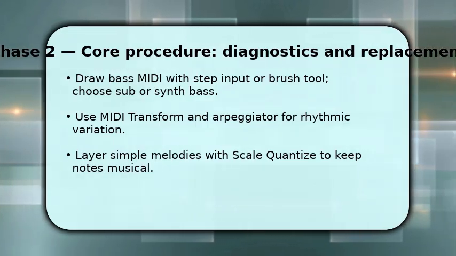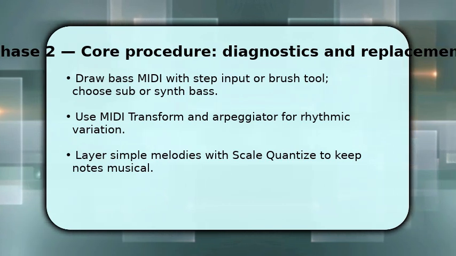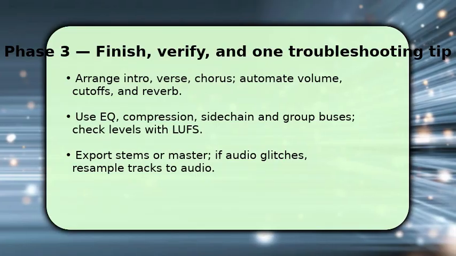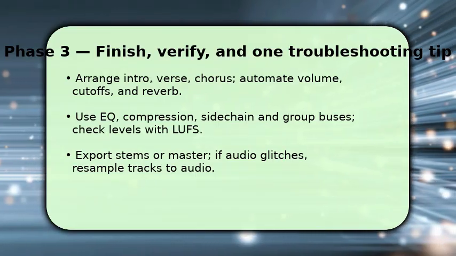Finish by arranging your loop into a full track. Copy sections, create variation, and automate filter cutoffs, reverb sends, and volume to build energy.